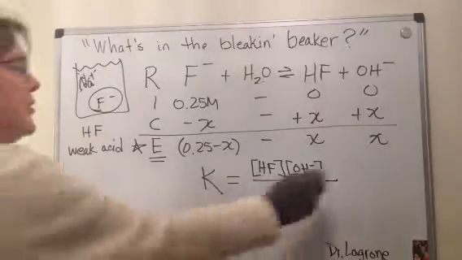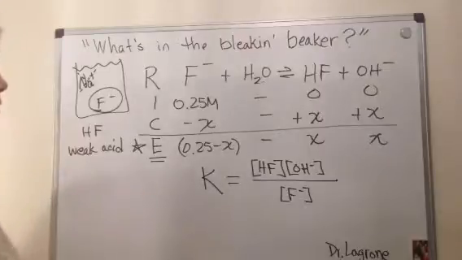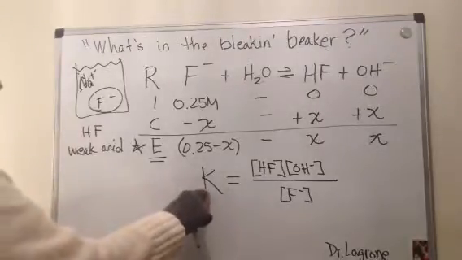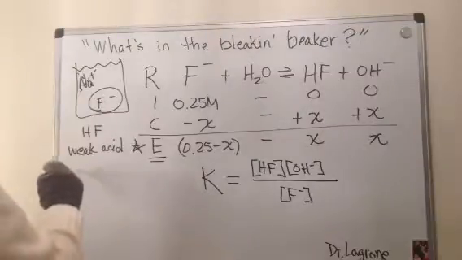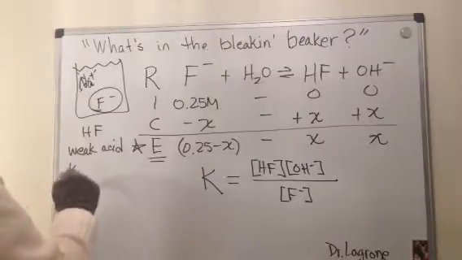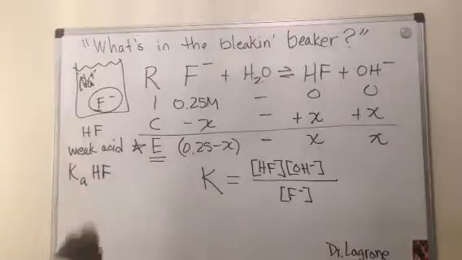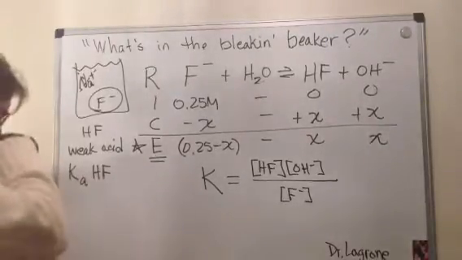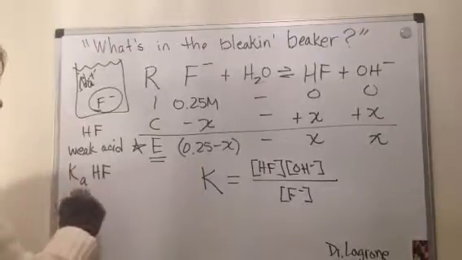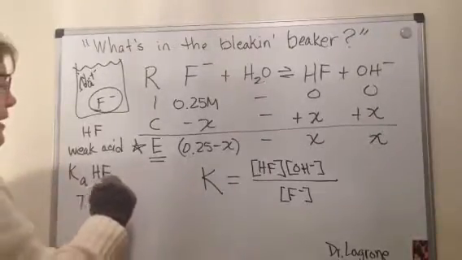Now, this part's not tricky because you've been writing equilibrium constant expressions for a while. What makes it tricky is what K to plug in. Usually, you will be given the K value for the weak acid or the weak base, you'll be told that the Ka for hydrofluoric acid is 7.4 times 10 to the negative 4.